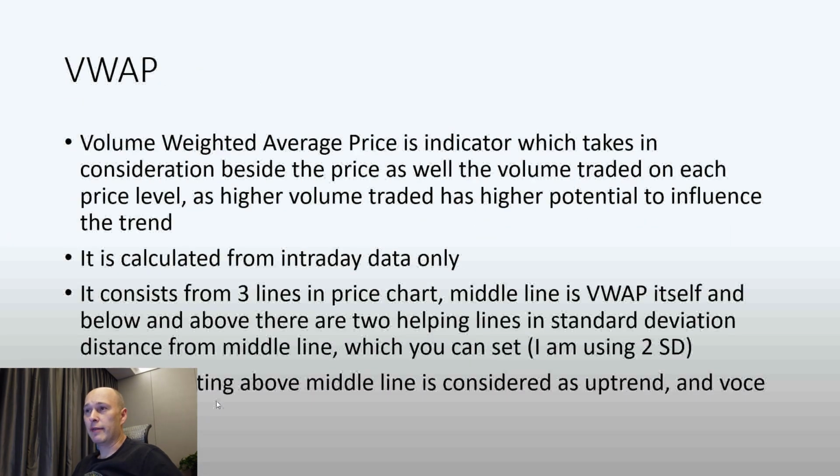VWAP is volume weighted average price indicator. It takes in consideration, beside the price as well, volume, which was traded on each price level. And this indicator consists of 3 lines in the price chart. The middle one is the average of the price, and then there is one line above, one line below the average price, and they are using 2 standard deviation for calculation from the average price. If the price oscillates above the middle line to the higher line, I consider this as an increasing trend. If it's below, it's decreasing trend.